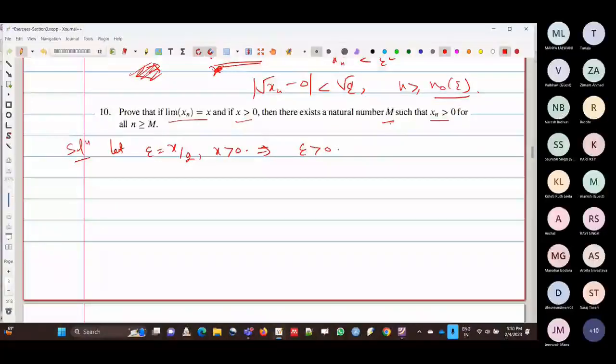Okay, so we need to find m. We know that x is the limit of xn. So this implies that xn minus x, because this sequence xn converges to x, this quantity should also be less than epsilon, even for this choice of epsilon. And this holds for n greater than or equal to m, and this m is dependent on epsilon.